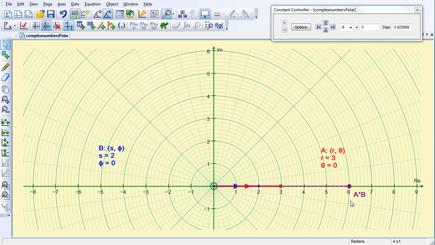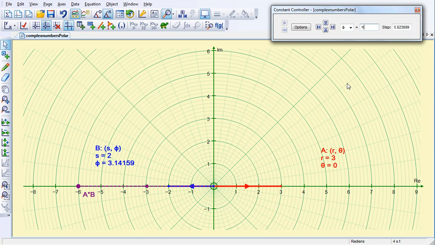So first of all, I'd have a look at what happens when we multiply two real numbers. So for example, 3 multiplied by -2. So I'm going to change my phi value to pi. So if I type in pi and press enter, we can see that we've got -6. So thinking about what's happened to the 3, well, it's been stretched by a scale factor of 2 and then rotated by pi radians.